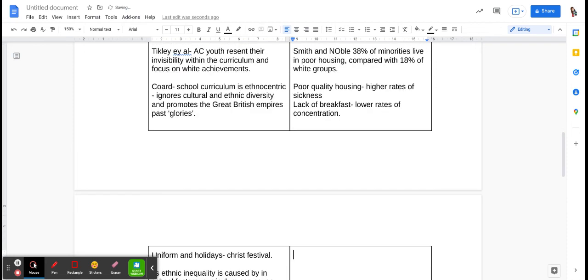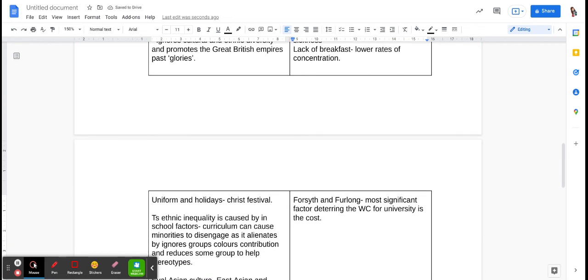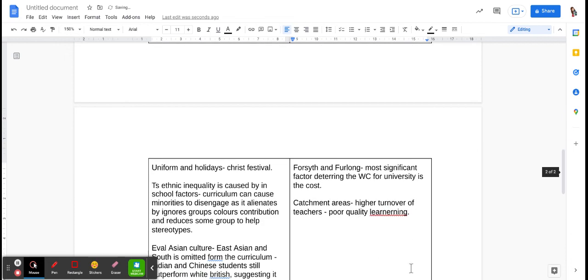Just because I've got time, and it feels a bit brief there, I'm just going to add in Forsyth and Furlong because I know them. The most significant factor deterring the working class from university is the cost. Could also add in their catchment area. Some catchment areas have a higher turnover of teachers. It leads to poor quality learning. If you can remember it from the class grid, you might as well stick it in there. It's got a bit of a flow there now.